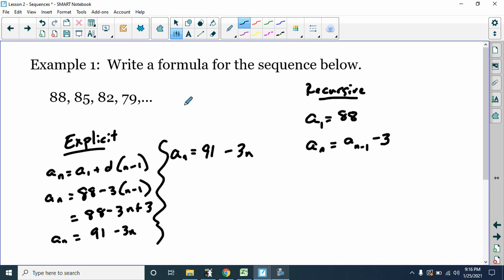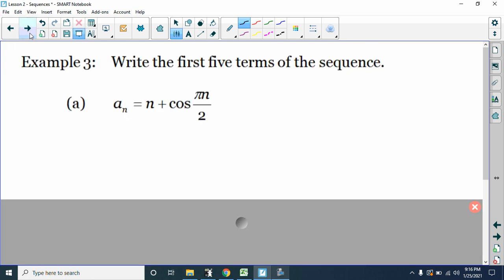So that was examples 1 and 2. One's doing it explicitly, one's recursively. Example 3 here wants us to write the first 5 terms of the sequence. It gives us an explicitly defined formula. So a sub 1 would be 1 plus cosine of pi times 1 over 2. Cosine of pi over 2 is 0.